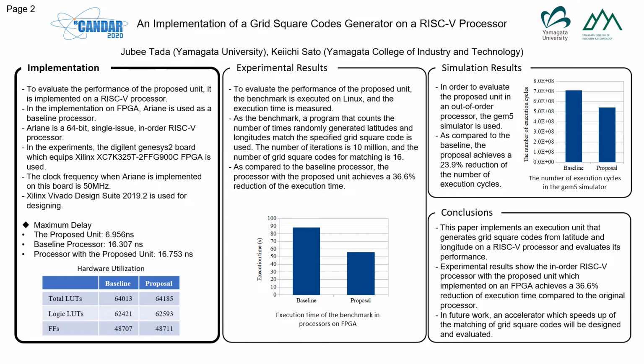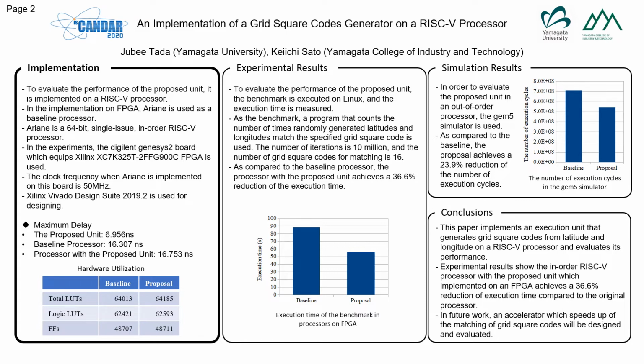Now I will talk about the performance evaluation. We use Ariane processor as a baseline processor. Ariane is a 64-bit single-issue in-order RISC-V processor. Also, we use the Digilent Genesys 2 board for the implementation. The clock frequency when Ariane is implemented on this board is 50 MHz. Xilinx Vivado Design Suite is used for designing.